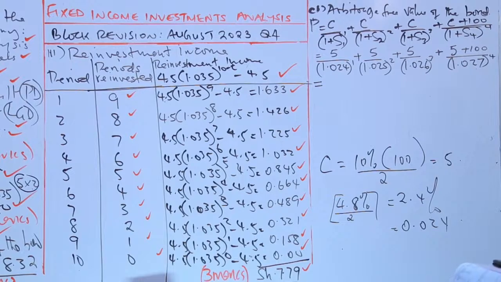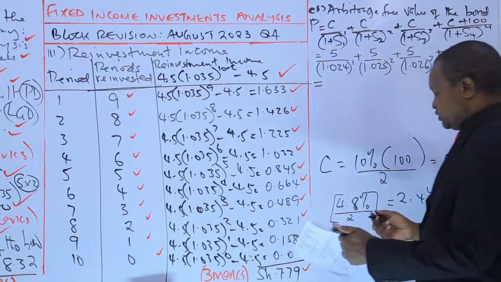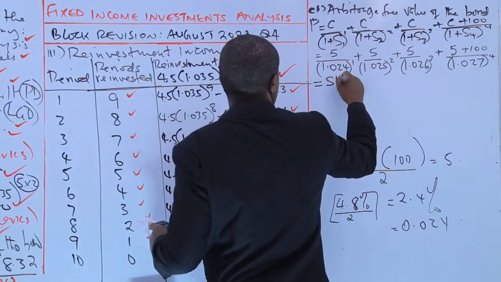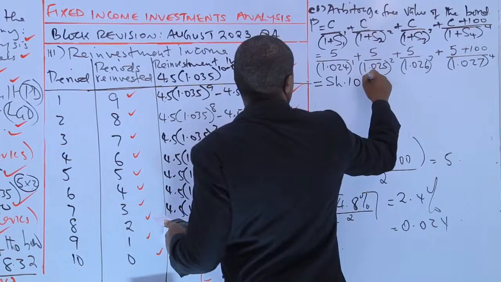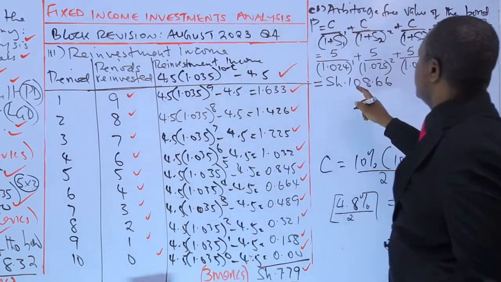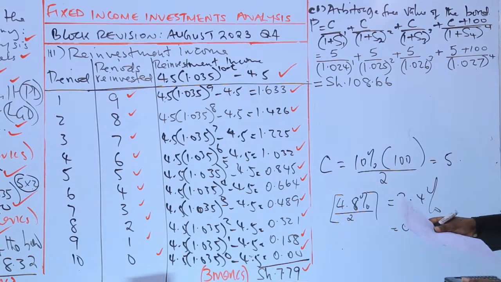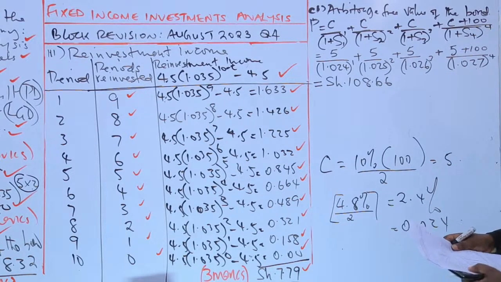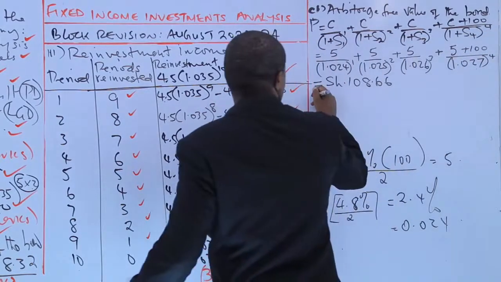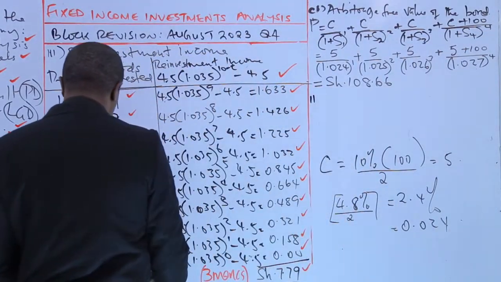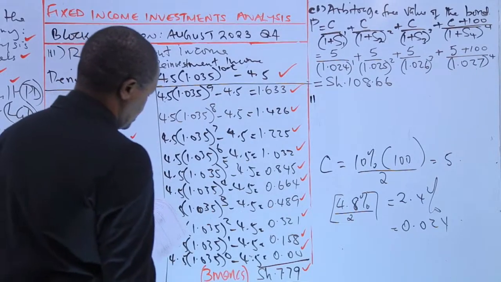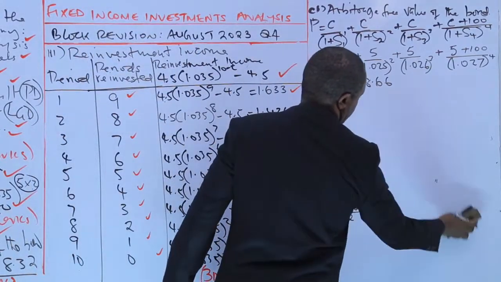Do you understand? That will give us the arbitrage-free value of the bond. The arbitrage-free value of the bond is equal to 108.66 shillings. This is the arbitrage-free value of the bond. That is Roman 1. Roman 2, we are required to calculate the value of the bond using the traditional valuation approach.